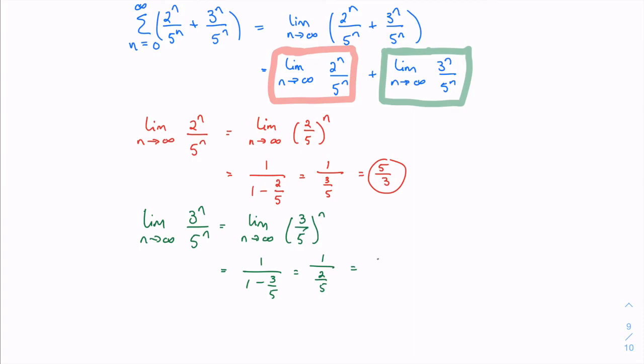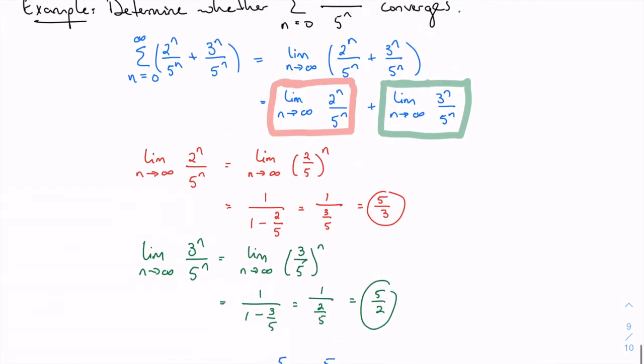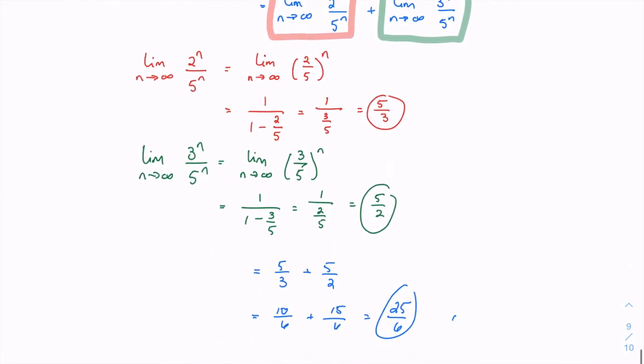So putting this back together, the limit in red we said was 5/3, and the limit in green we said was 5/2. If I add these together, I need to make a common denominator first. So I'm going to get 10/6 and 15/6. So I get 25/6. So my limit does exist. This does converge. And it converges to 25/6.